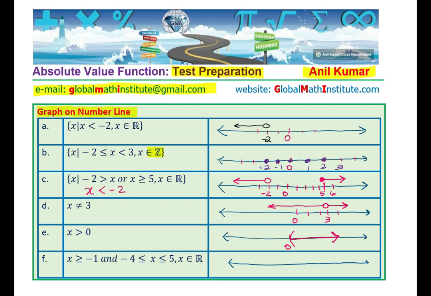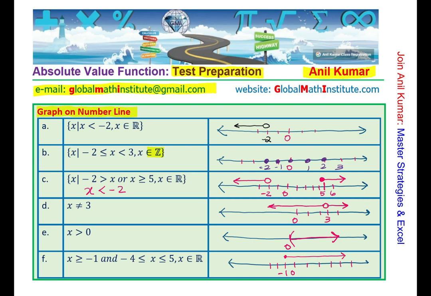Now we have x greater than or equal to -1 and x between -4 and 5, where x belongs to real numbers. So 0, 1, 2, 3, 4, 5, -1, -2, -3. What we want here is x greater than or equal to -1. So this is -1, right? x greater than or equal to -1 means this is included and there it goes, right?